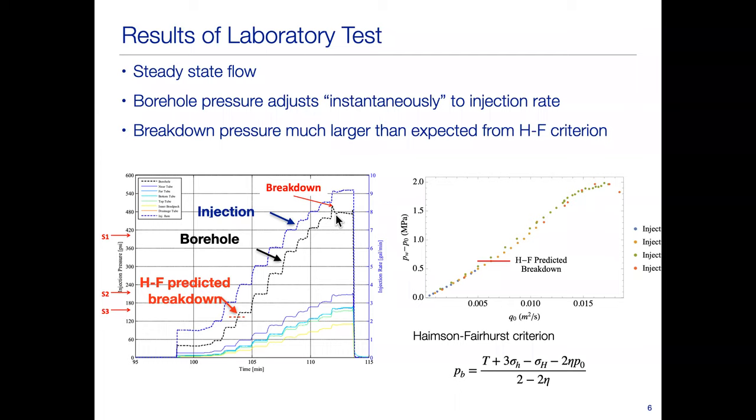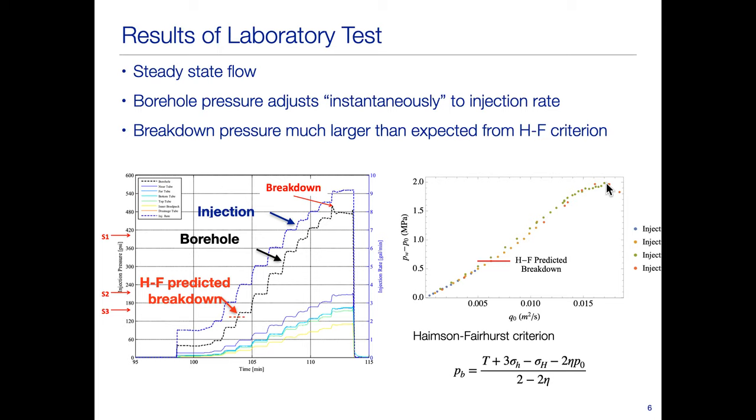And what is being observed is that this breakdown is much larger than the one predicted by the classical Hubbert-Willis criterion that you can see at the bottom left. If you look on the right now, you see the breakdown, the wellbore pressure minus the imposed pressure at the external boundary, as a function of the injection rate. This has been translated from 3D to 2D, because eventually I'm going to compare that to a model. You see the red line being what is predicted according to the classical criterion, and it's way below the breakdown pressure that we observe in the lab.